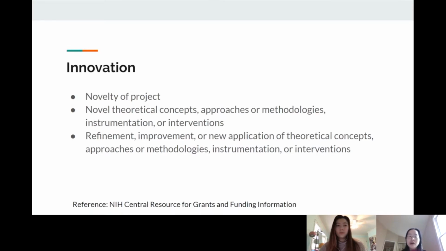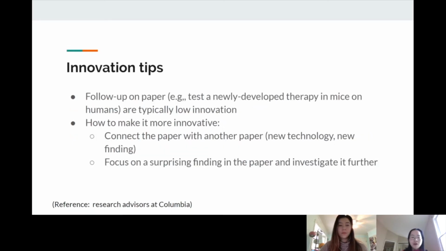And also, is it a refinement, improvement, or new application of theoretical concepts, approaches or methodologies, instrumentation or interventions? So with innovation, I've learned some really good tips from my advisors at Columbia.